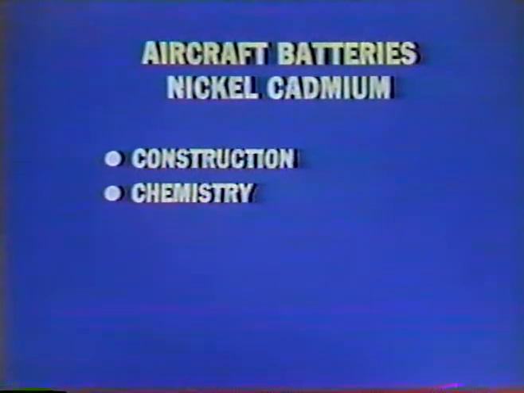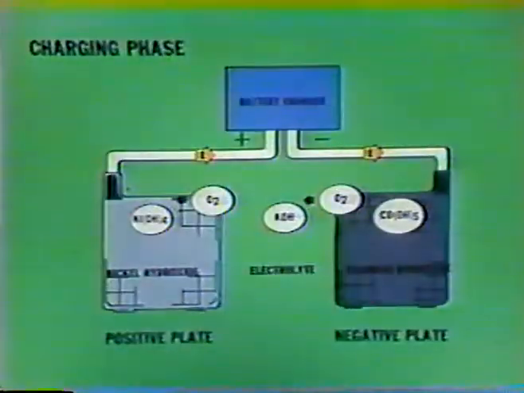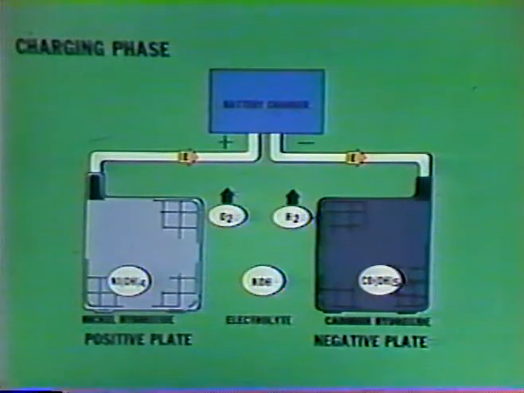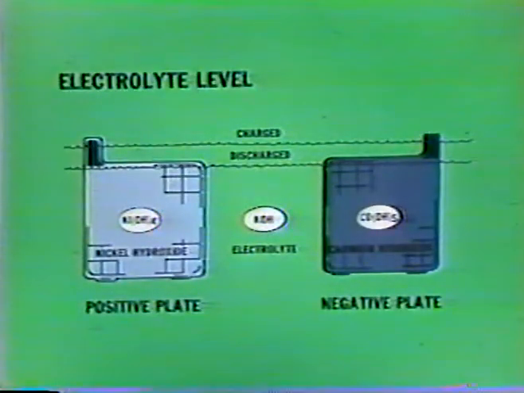NiCad battery chemistry. During the charging phase, oxygen is driven from the cadmium hydroxide of the negative plate, leaving metallic cadmium. The nickel hydroxide of the positive plate accepts the oxygen and becomes more highly oxidized. Gassing of the cells occurs near the end of charge, when the water in the electrolyte is decomposed by electrolysis. When the battery is fully charged, electrolyte is driven from the plates and will be at the highest level in the cell.